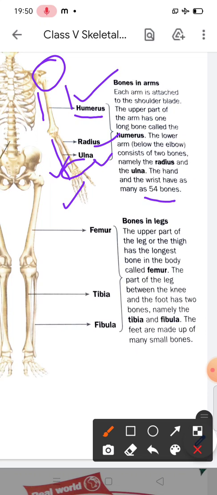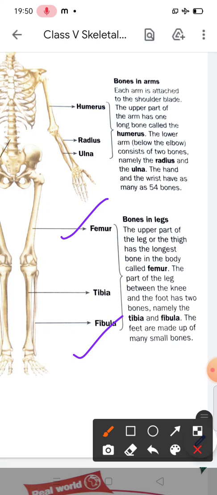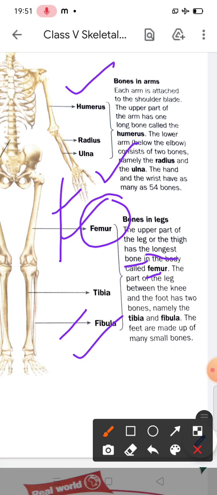Now students, bones in legs. There is also an upper leg and also a lower leg. You can see like this, we have discussed upper arm and lower arm. In the same way there is an upper leg, you can see the thigh also, and in the lower leg also there are 2 bones present. So the upper part of the leg or thigh has the longest bone in the body, femur. So what is the longest bone in the whole body? Yes students, femur. This is the longest bone of the body.